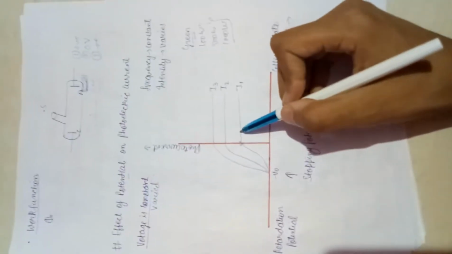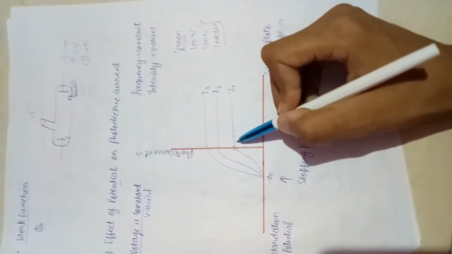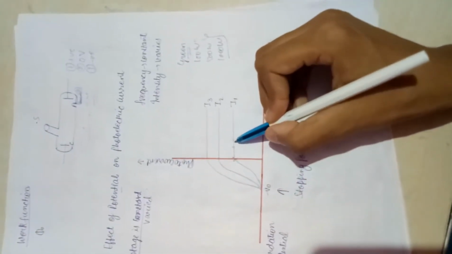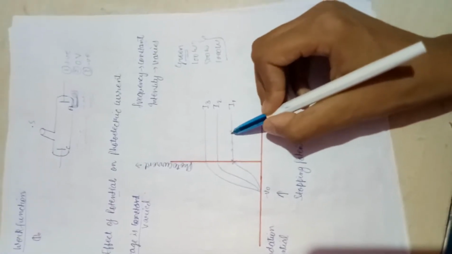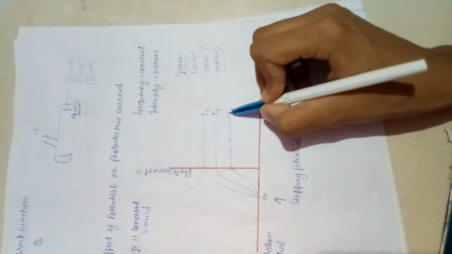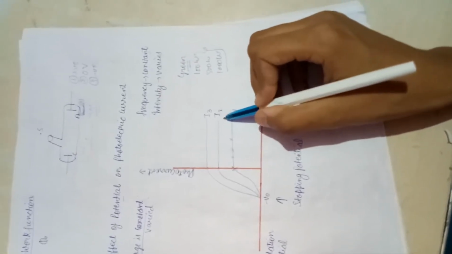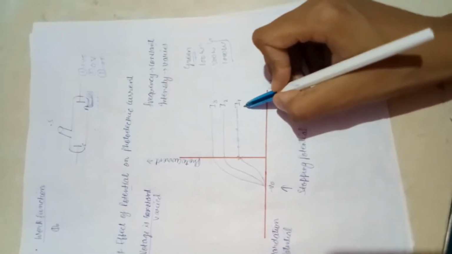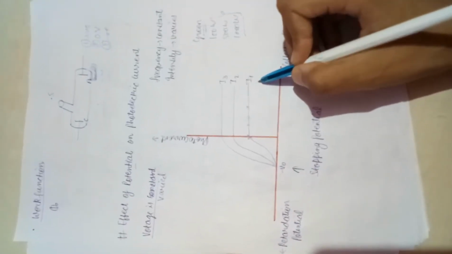So that is shown in this section. As we increase the collector voltage, the current slightly increases, and after some time it attains a saturation value. Saturation is the maximum current value that is attained.